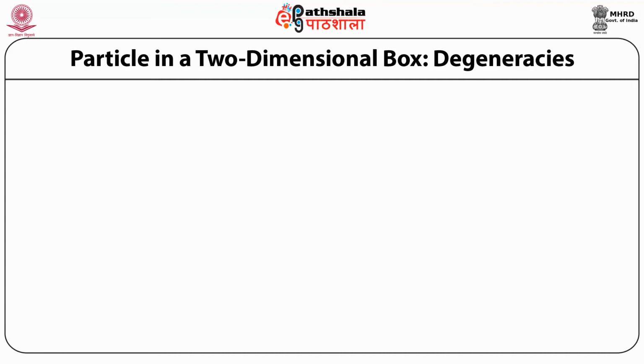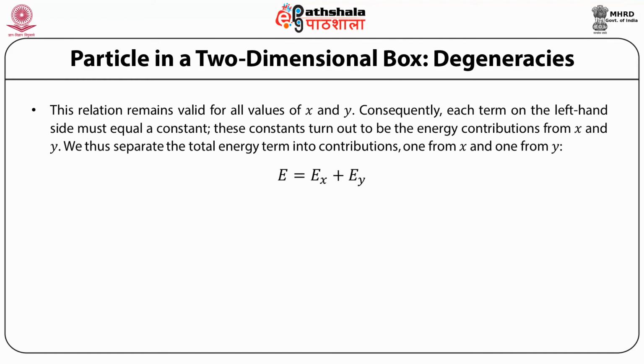Now this relation remains valid for all the values of x and y. Consequently, each term on the left hand side must equal a constant. These constants turn out to be the energy contributions from x and y. So we can write E equal to Ex plus Ey.